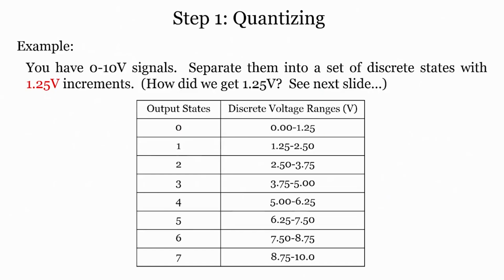Now, let me give an example. If you have a 0 to 10 volt signal and you have to separate it into a set of discrete states with 1.25 volt increments, how did we get 1.25 volts?